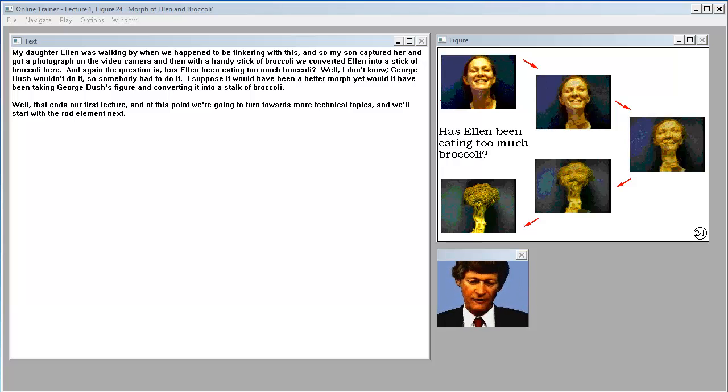Well, that ends our first lecture, and at this point we're going to turn toward more technical topics, and we'll start with the rod element next.